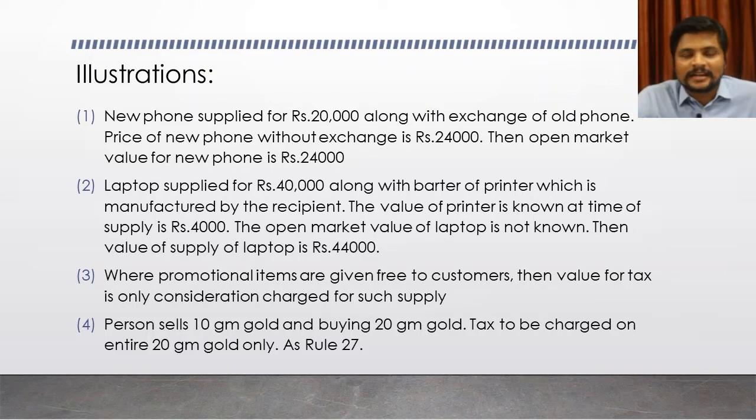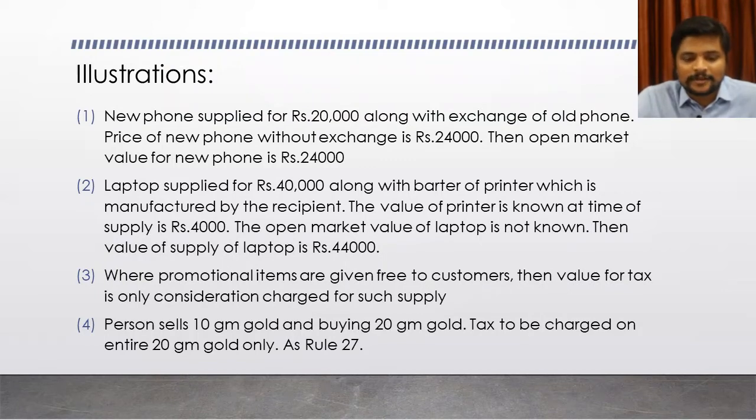A person or a taxpayer is going to a jewelry shop. In that jewelry shop, he has 10 gram gold in his hand. He wants to buy 20 gram gold. He wants to sell the 10 gram and buy a new 20 gram gold. In this case, tax is to be charged on the entire 20 gram gold only. This is as per rule 27.